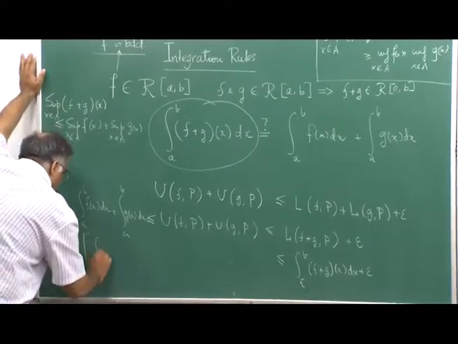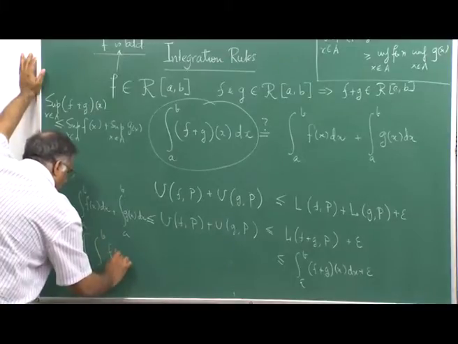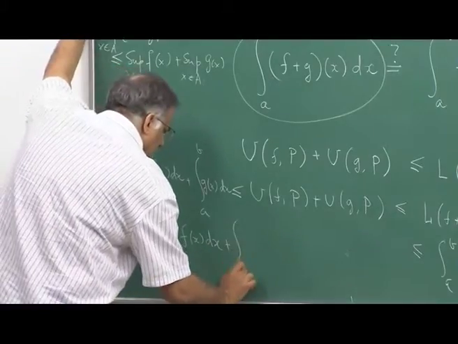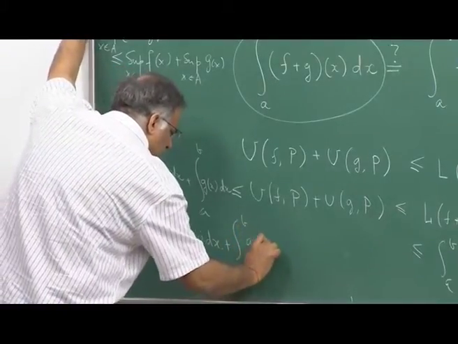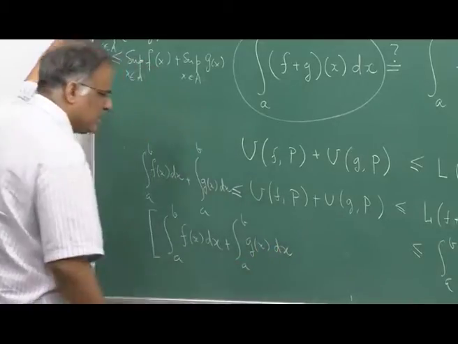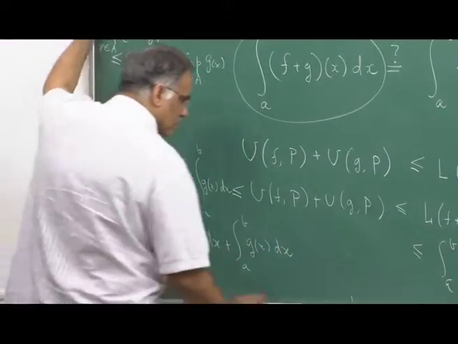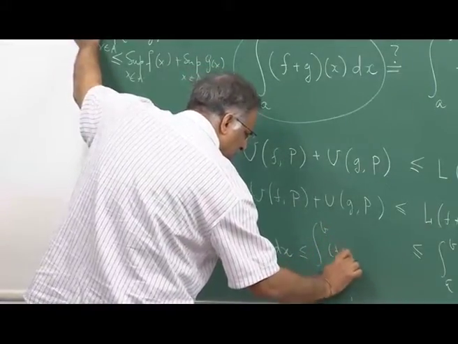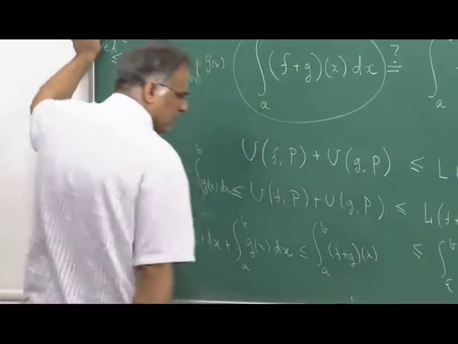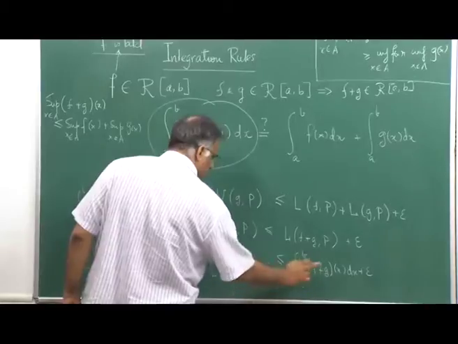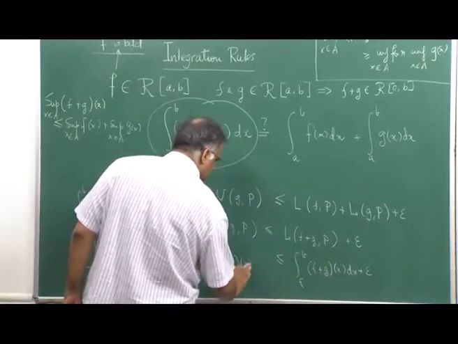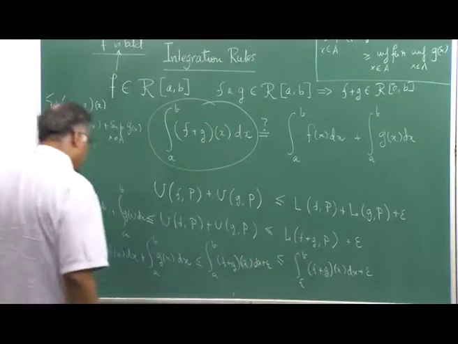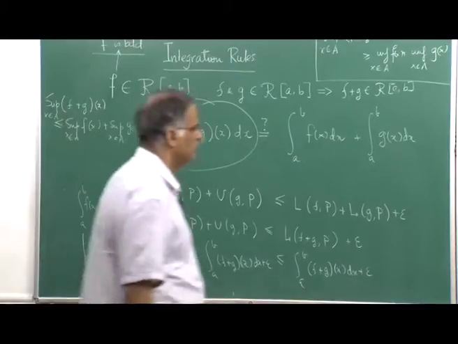So, what you have proved: integral a to b f x dx plus integral a to b g x dx is less than or equal to integral a to b of f plus g x dx plus epsilon. That is what you have proved. Okay.